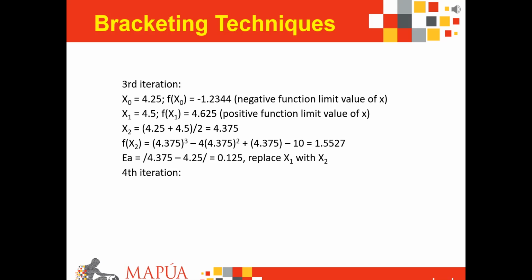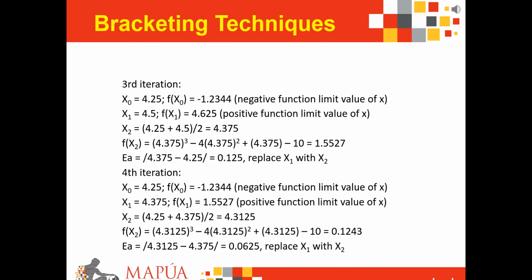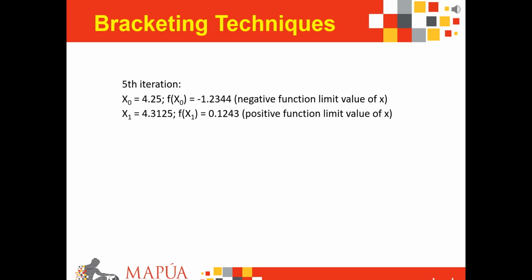Thus, on the fourth iteration, this now would be my given values for x0 and x1. I evaluate its midpoint, which is 4.3125, and substitute that to our function, giving us a function fx2 value of 0.1243. Solving for the absolute error, we've seen that we need to repeat the process and again replace x1 with x2. Thus, on the fifth iteration, this would be our given values for x0 and x1.